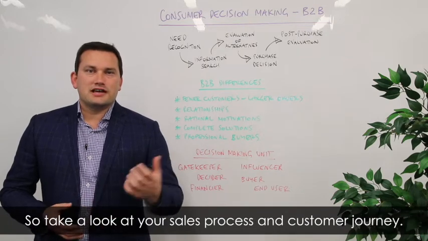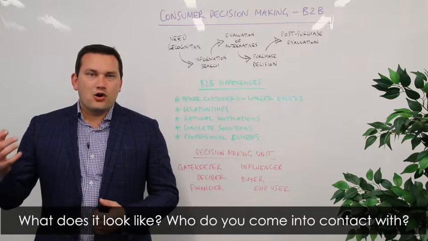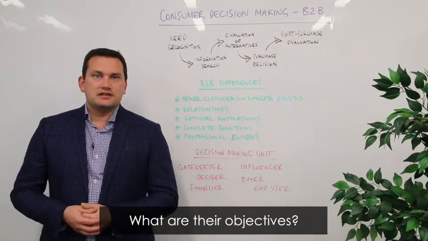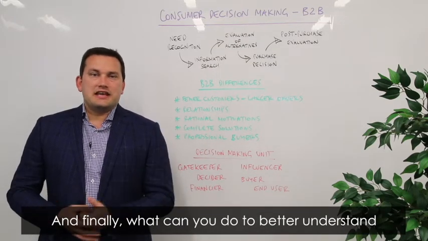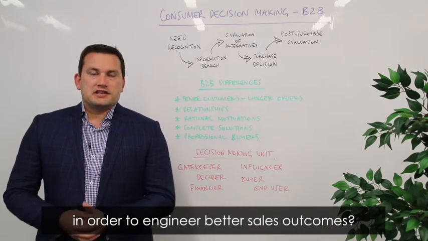So take a look at your sales process and customer journey. What does it look like? Who do you come into contact with? How many different types of decision makers? What are their objectives? And then finally, what can you do perhaps to better understand the decision making process of your customers in order to engineer better sales outcomes?